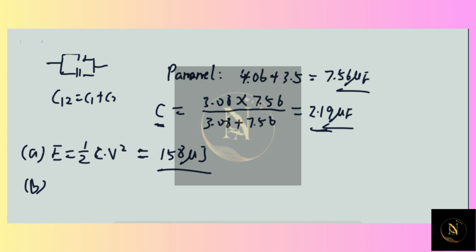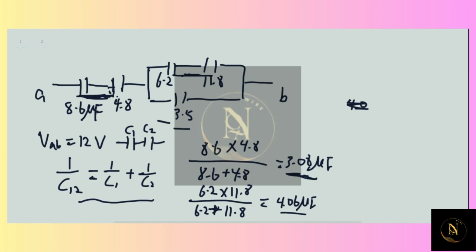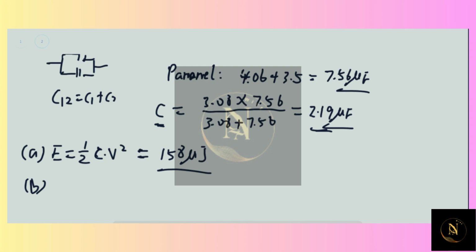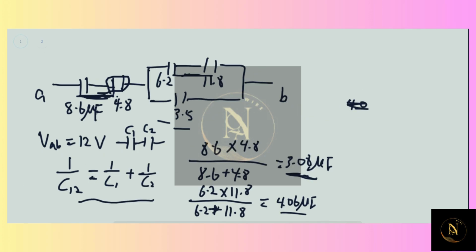And part B, we want to find out the energy stored in this capacitor. So the charge for the total circuit is Q equals C times V. C is the one that we found here, and V is 12. So you can find out the charge. And if you look at the circuit, you see that the charge stored on the whole circuit equals the charge stored on this capacitor, because it is in series.